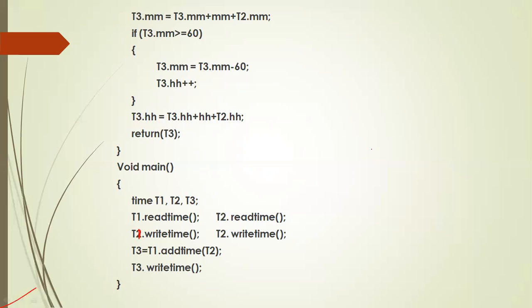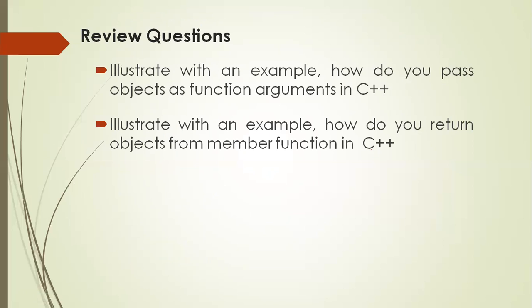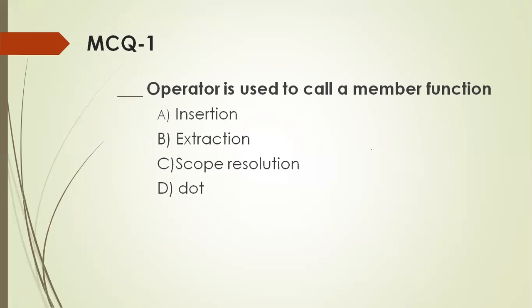For calling the function, I'm using T1 in main. Then for T1, no need to write the dot operator. Then finally, T3.write time. So this topic is a very, very important topic in the examination. At least one illustrative program they will ask. Illustrate with an example how you pass objects as function arguments in C++. Illustrate with an example how you return objects from member functions in C++. You can take either the complex number or the example of time for both questions.